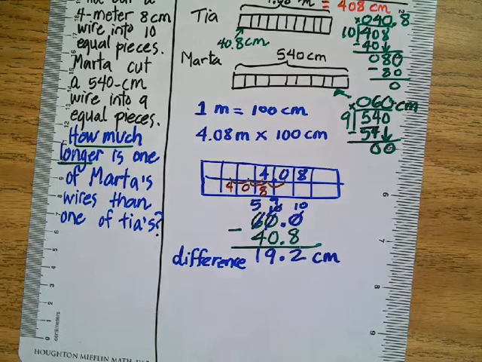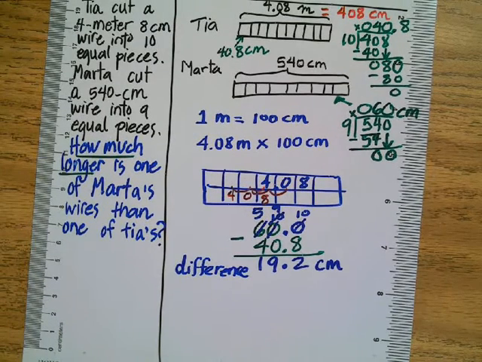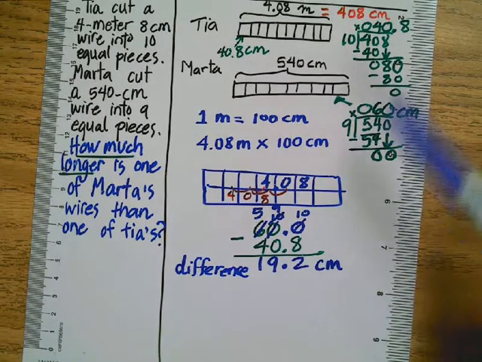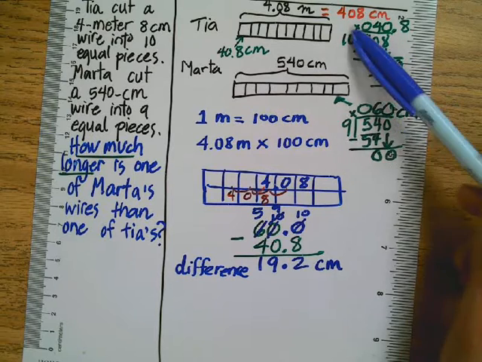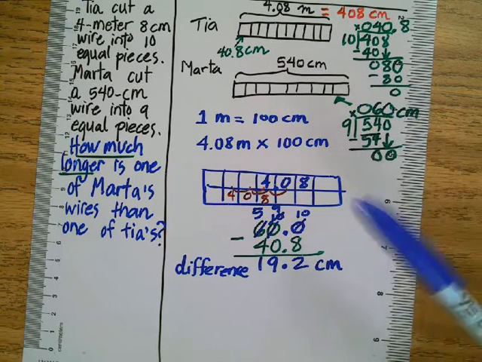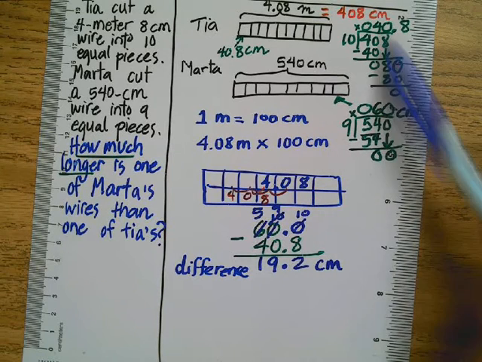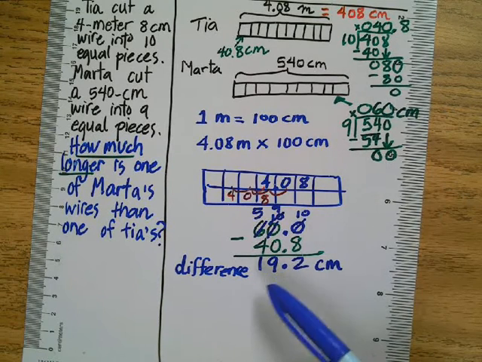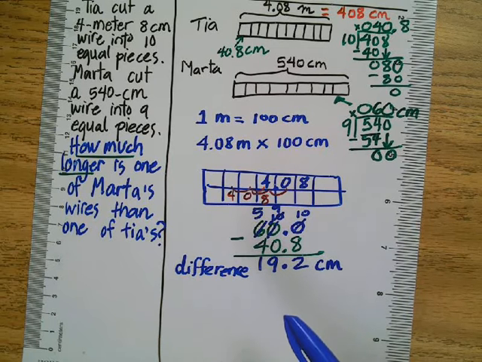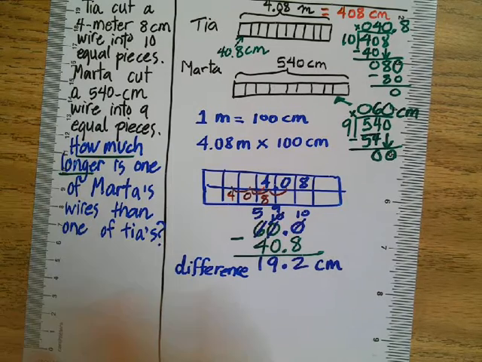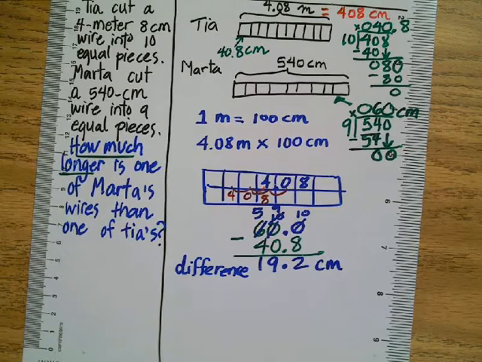So there you have it, my friends. This is a two-step problem in which we identify the length of the pieces of each of these two individuals. Then we subtract the individual lengths, and this is how much longer Martha's wires are than Tia's wires. My friends, watch this video again. I think you have to watch it like 10 times, maybe 100, so you can understand what happened, especially if you are one of my 5th graders.